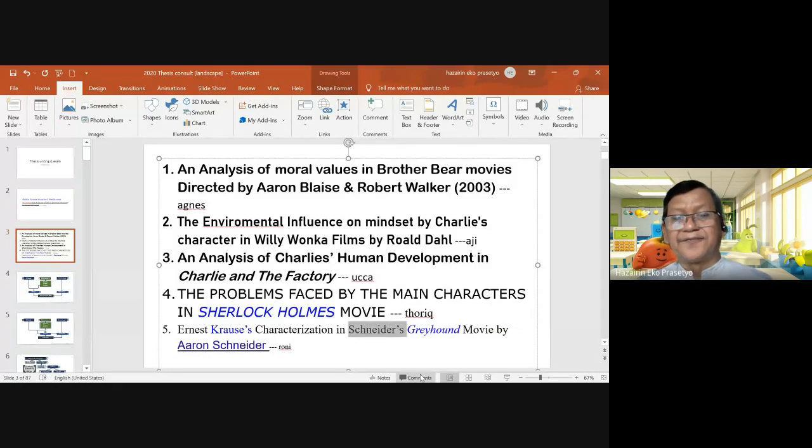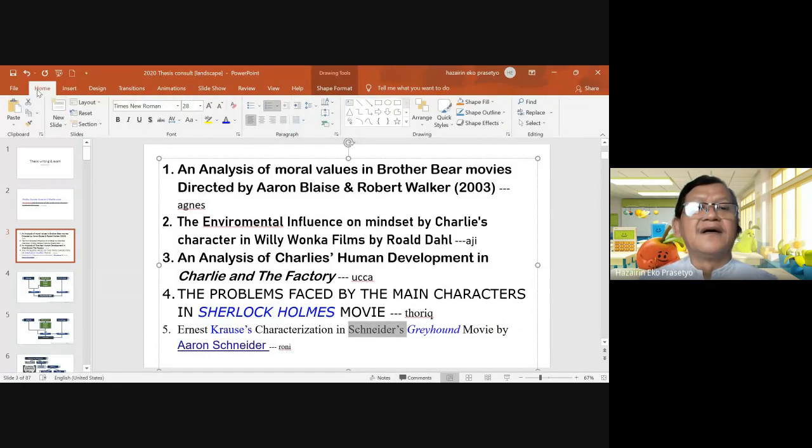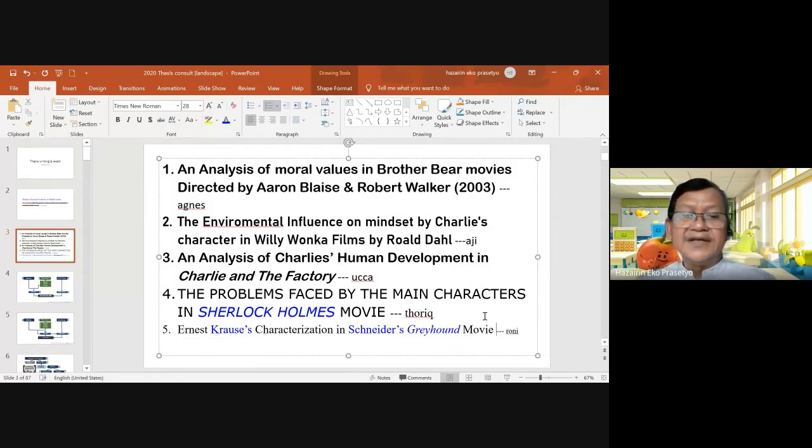This is how to write the title of a movie. Okay. So mine is Schneider's Greyhound. So people would understand that the movie was directed by Schneider. Okay, that's how to write it the English way, right? Not "by Schneider." That's an Indonesian way of writing a phrase. But Schneider's Greyhound movie. Okay?